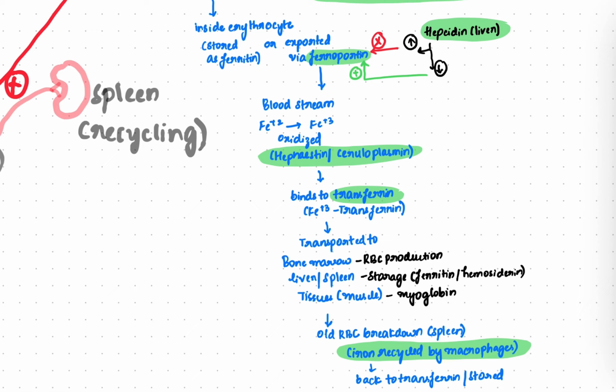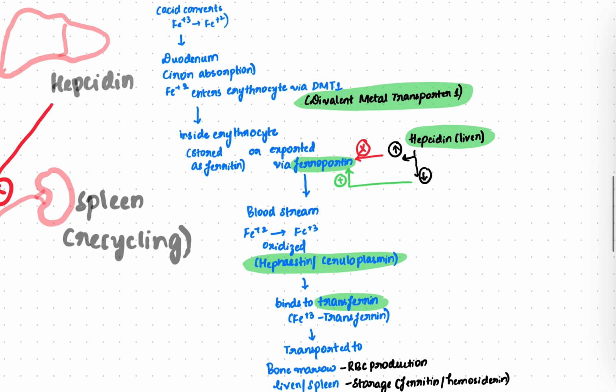After all these, the old RBCs will be broken down by the macrophages in the spleen, and the iron in the macrophages will be recycled. It can be either transferred back into the storage form, that is ferritin, or it can be transferred back into the transferrin, where it will bind and again be sent to all the other organs.